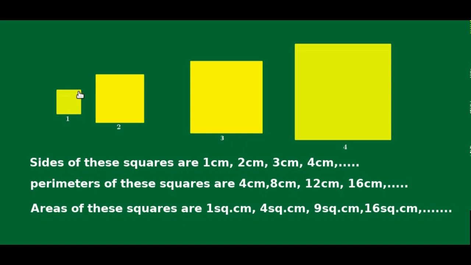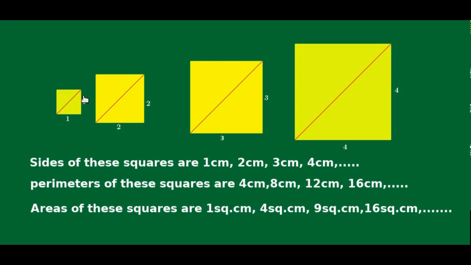Now consider the diagonals of these squares. What is a diagonal? We know that a diagonal is a line joining the opposite vertices of a square. Here the red lines represent the diagonals of these squares. We also know that each diagonal divides the square into 2 right angle triangles. Here the sides are equal, so this is an isosceles right angle triangle.